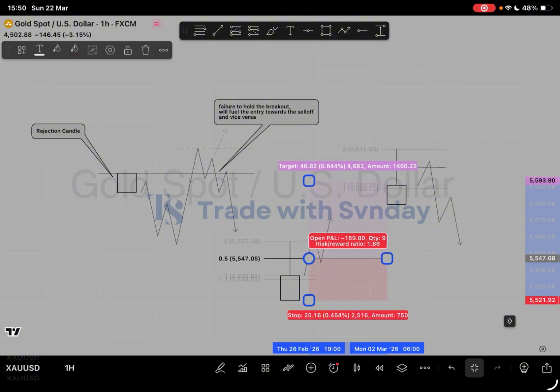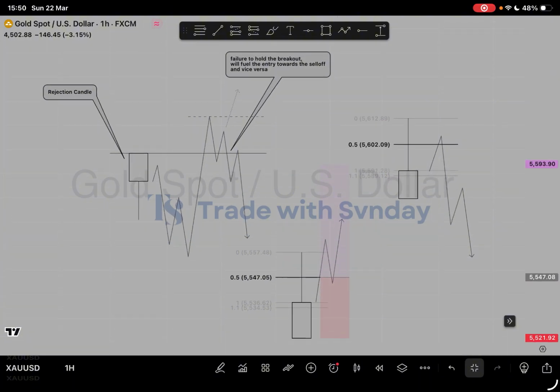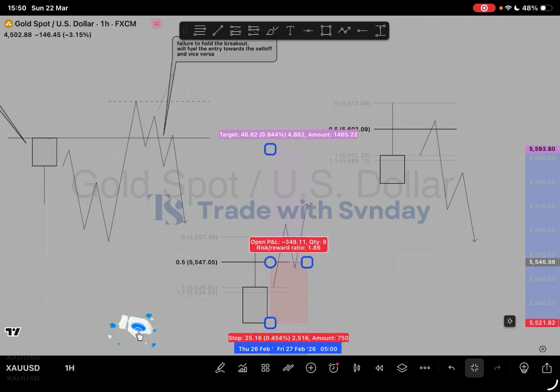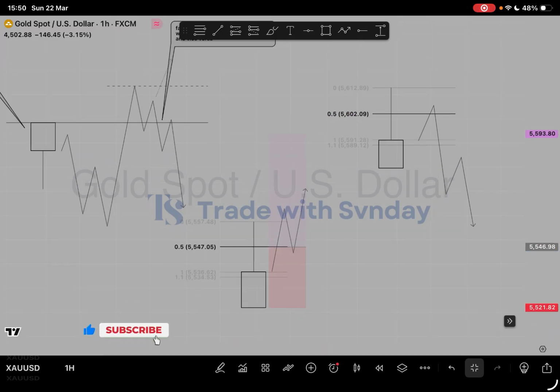The entry model is that simple. This is how you take advantage of it, and you could easily position yourself with your entry here at 50%, and your stop loss sitting right on the other end of the wick below, and you could actually target the next little bit higher or low.